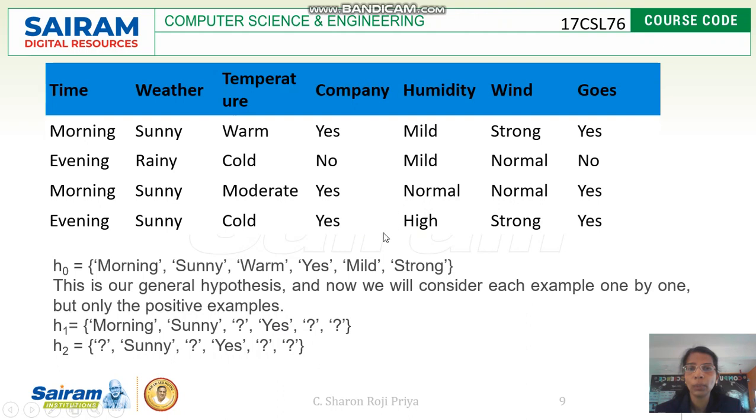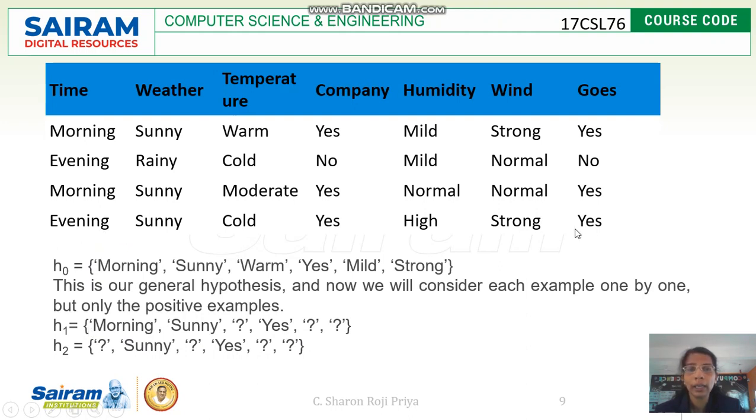Next, normal, mild. Both are different, so put a question mark, right? Next, here it is normal, here it is strong. Both are different. Put a question mark in your hypothesis, right? Now this is your hypothesis. Check the next instance with this hypothesis.